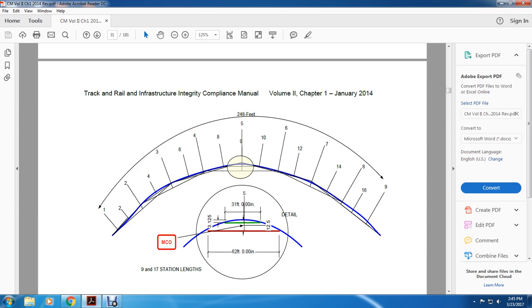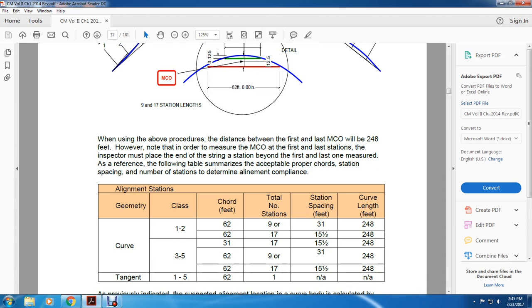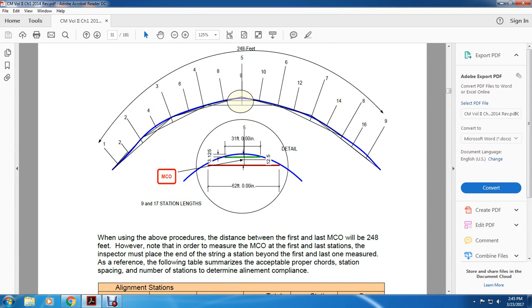Your 62-foot chord and offset, 31 foot. Alright, when using the approved procedure, the distance between the first and the last mid-chord offset will be 248 feet. However, note that in order to measure the mid-chord offset at the first and last station, the inspector must place the end of the string one station beyond the first and last one.